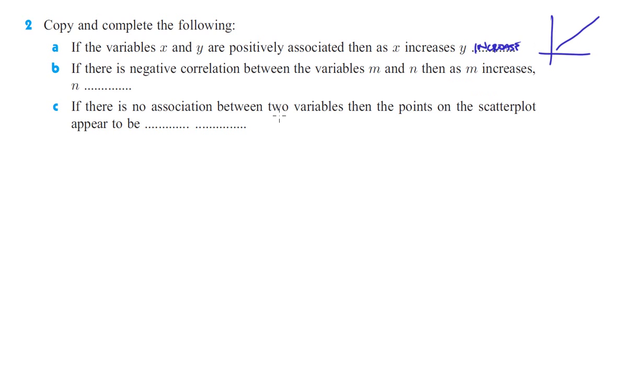Okay, there's a negative correlation between the variables m and n. As m increases, so we're going to have to assume m is first in the alphabet, so that's going to be like so. So it's negative. So as m increases, n decreases. Okay, and if there's no association between the two variables, the points on the scatter plot appear to be randomly scattered.